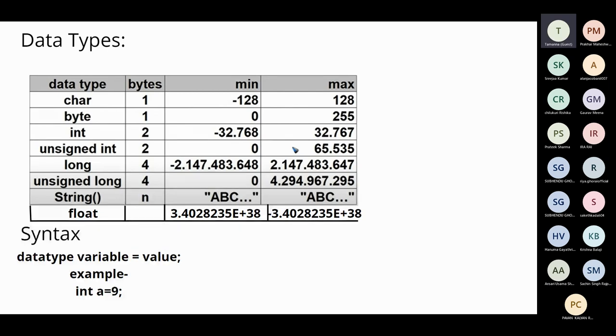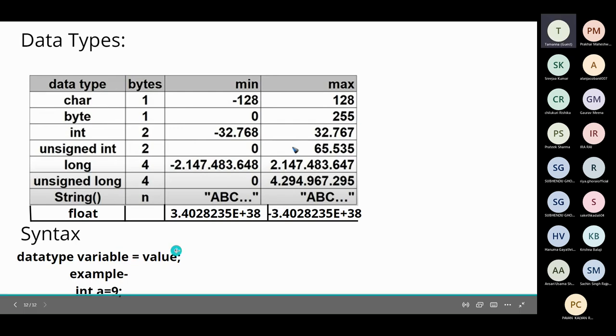Then there's float for storing decimal values, char for storing alphabets, the capital ABCD, small ABCD, and the string. The space needed for a string depends on the length of the string. A string is basically a set of characters. So the more the characters, the more space it will need.